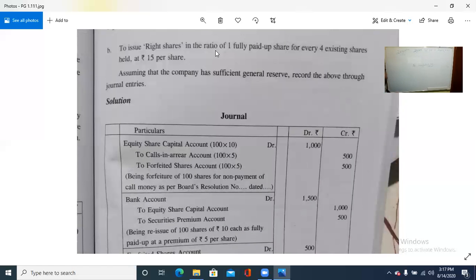See in the question, assuming that the company has sufficient general reserve, record the above through the entry. So we are using that thing to participate in the general reserve part. So the entry is forfeited shares account debtor to capital redemption reserve account 500. From where it is the first entry, there is one credit it comes. So there is not be any debit. So we need to close the forfeited shares account. For that purpose, we need to transfer that amount to the accumulated profits, the amount to the capital redemption reserve.